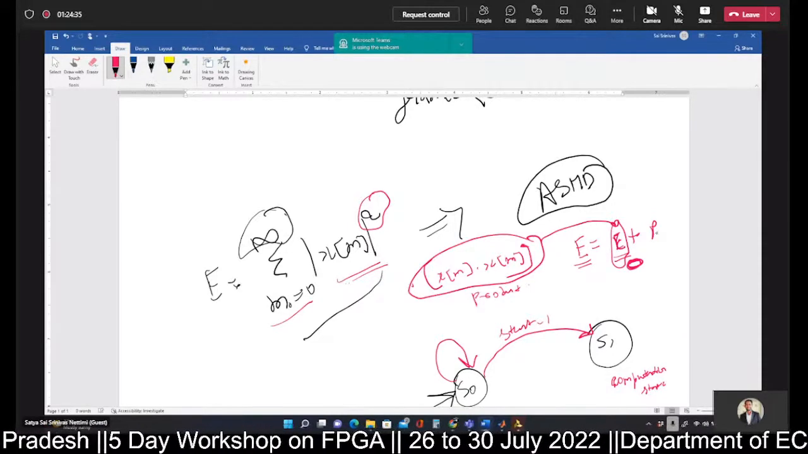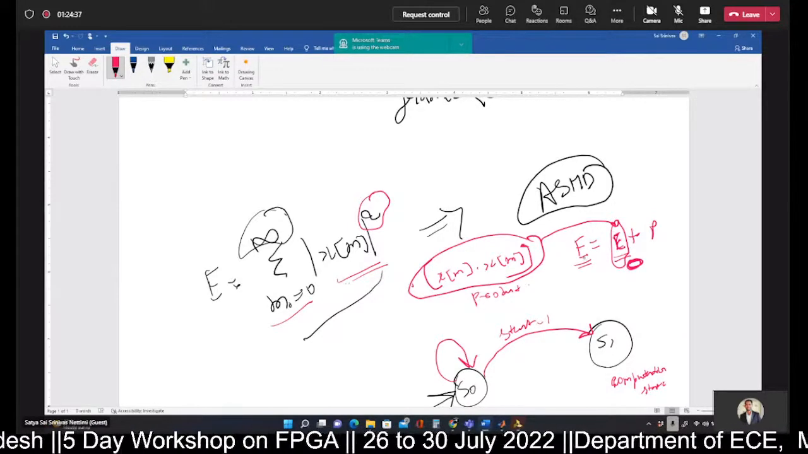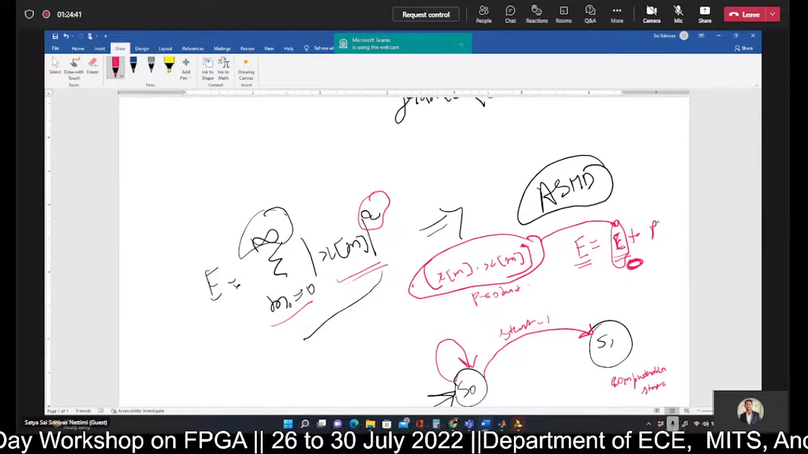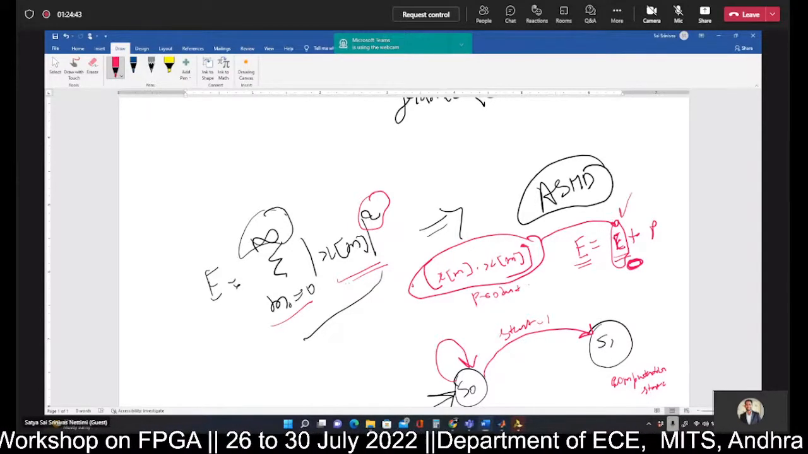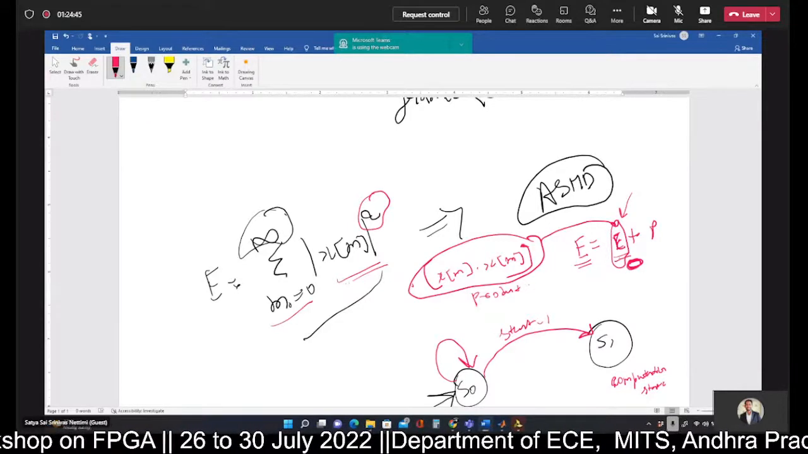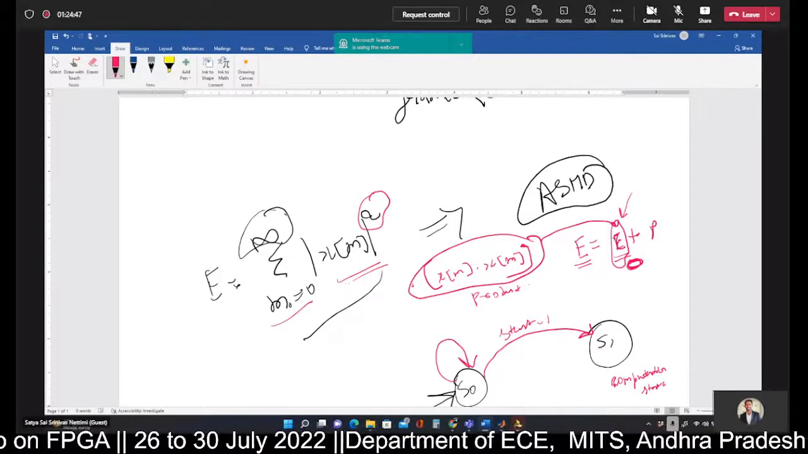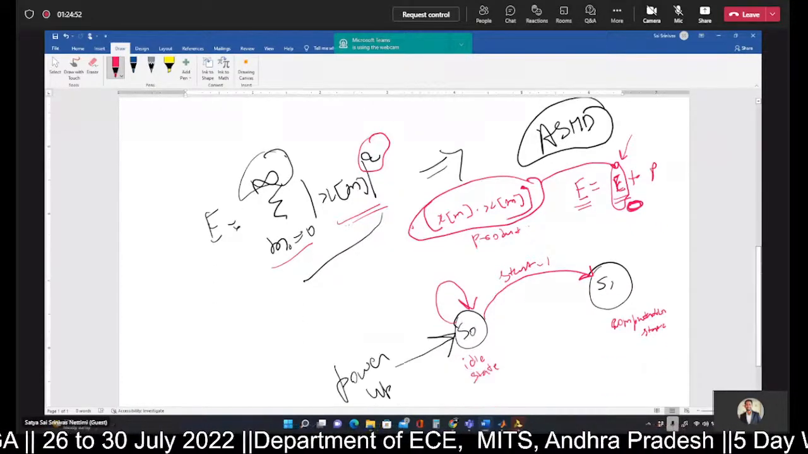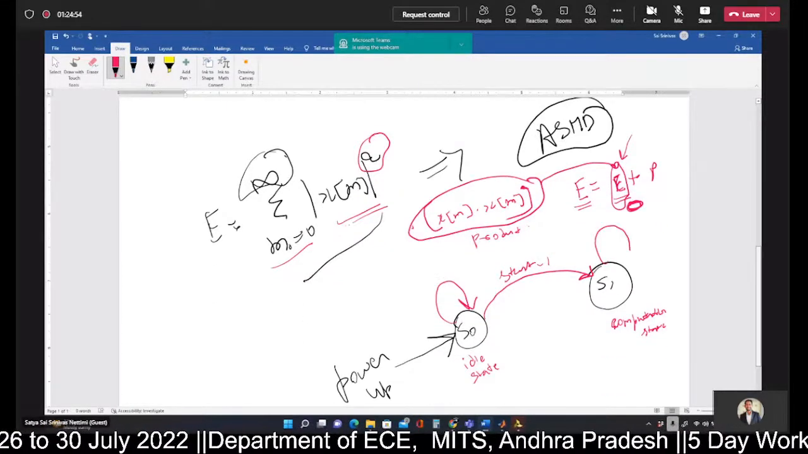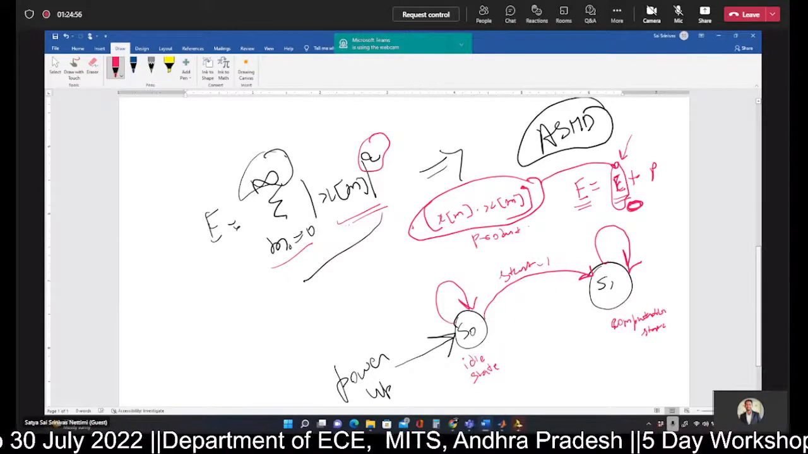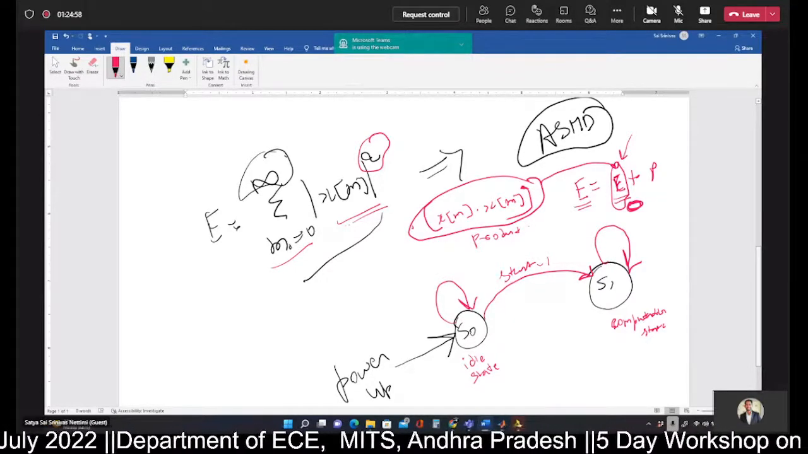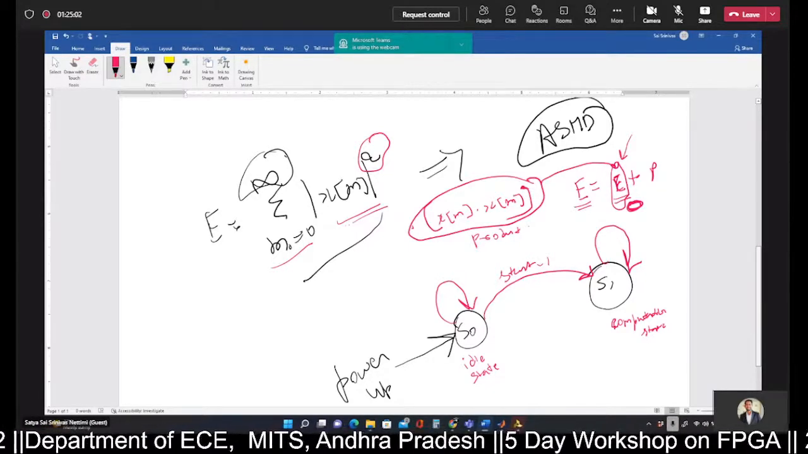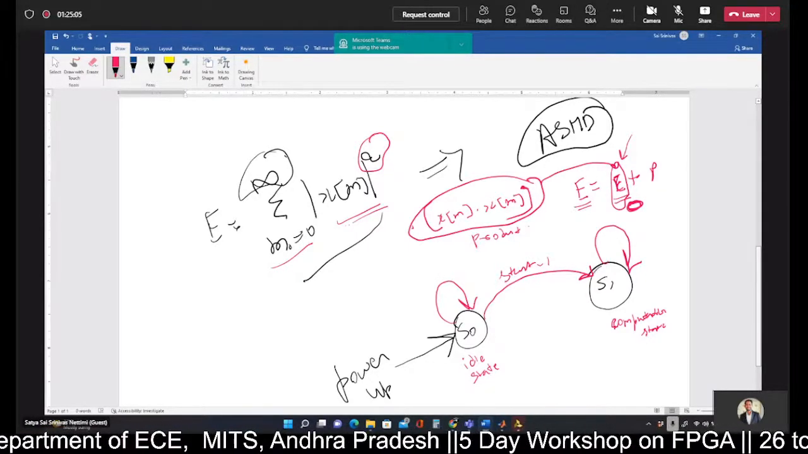Initially, the first product value will go to register A. When the second sample comes, we will square it. That squared value should be added to the already existing partial result. Like that, the ASMD or the FSM needs to stay in the S1 state until all the samples of a particular given frame size have been processed and the energy for that frame has been computed.